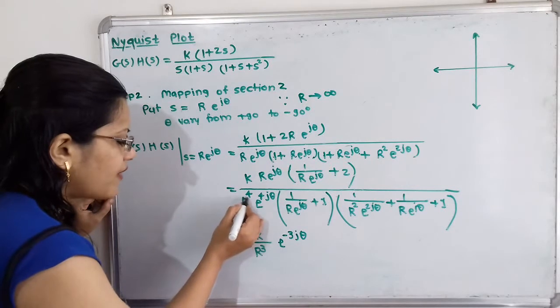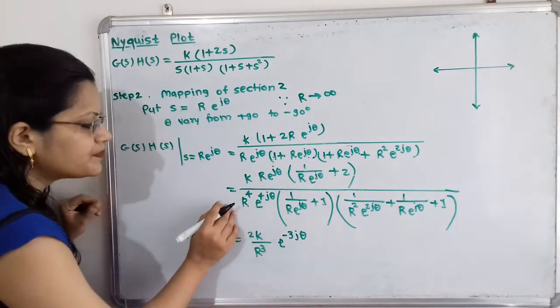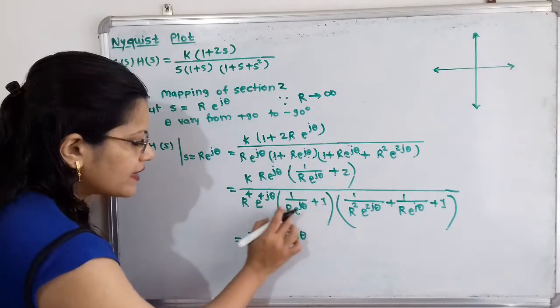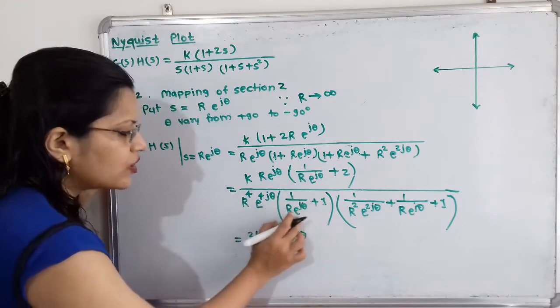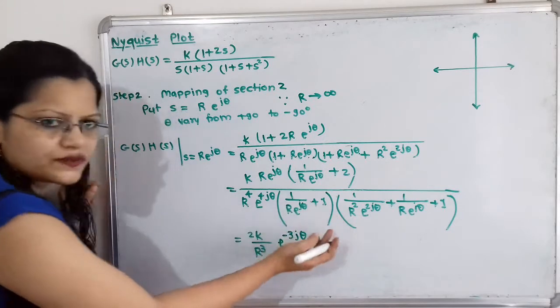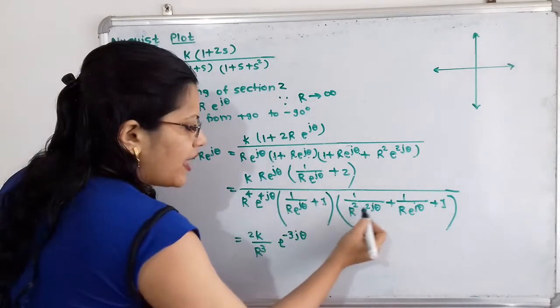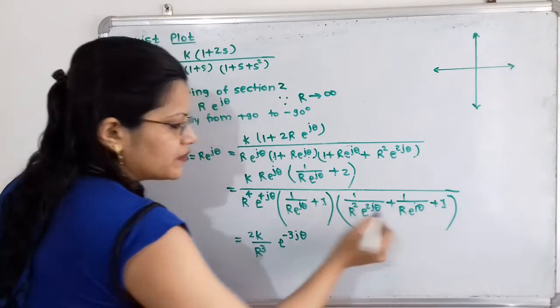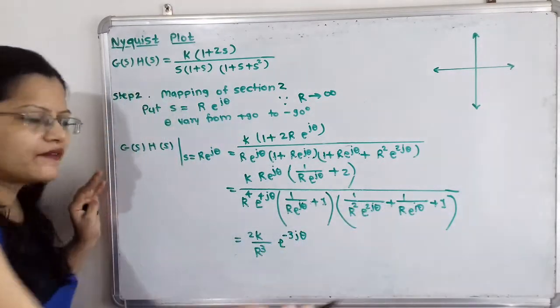Then here if I put r equal to infinity, for this term the whole term will become 0. So 0 plus 1, that is 1. And if I put r equal to infinity, then for this bracket also 0 plus 1, that is 1. So 1 multiplied by 1, that is 1.